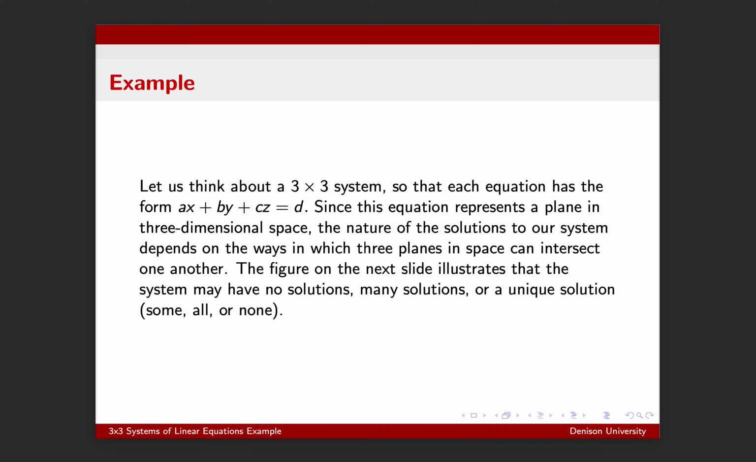So let's think about a 3x3 system so that each equation has the form ax plus by plus cz equals d. Since this equation represents a plane in three-dimensional space, the nature of the solutions to our system depends on the ways in which three planes in space can intersect one another. The figure on the next slide illustrates that the system may have no solutions, many solutions, or one unique solution.